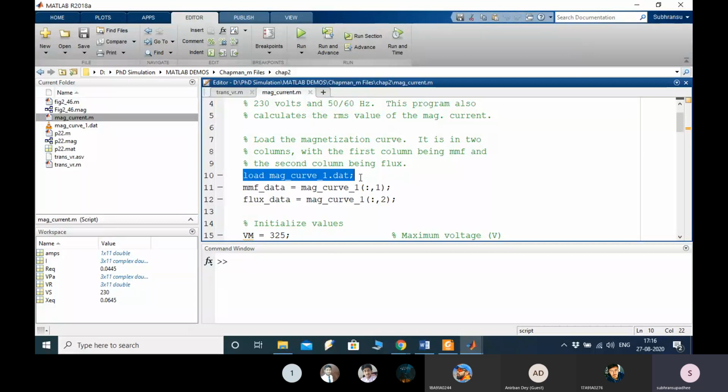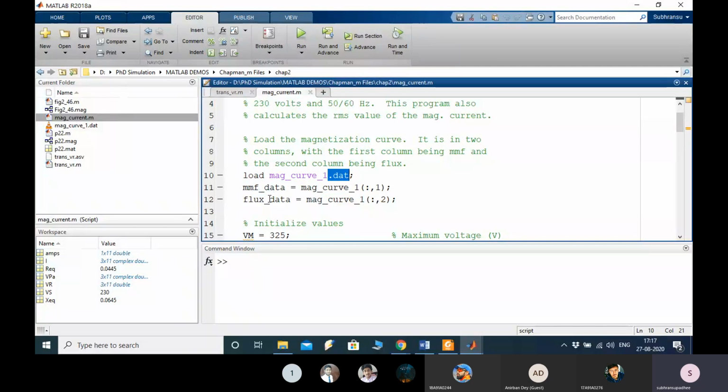But I'm not going to do that. If your data is in .mat or .dat format, which is widely used in MATLAB, here you go: load a file. You just need to write load, then the file name. It should be in .dat format, right? Most widely used are .dat and .mat, right?